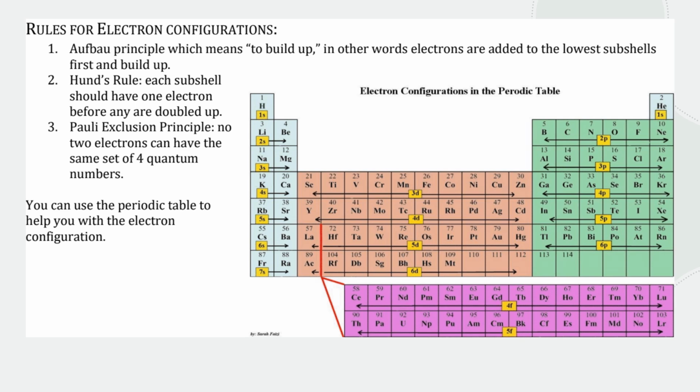The Aufbau principle means to build up, so you start off at the lowest sublevels and work up. Hund's rule: each sublevel should have 1 electron before being doubled up. Pauli exclusion principle: no 2 electrons can have the same set of quantum numbers, meaning they have to have opposite spins. So this right here is 1s2, 2s2, 2p6, 3s2, 3p6, 4s2, 3d10, 4p6. Again, we'll go through this quickly, but you should be able to do this.